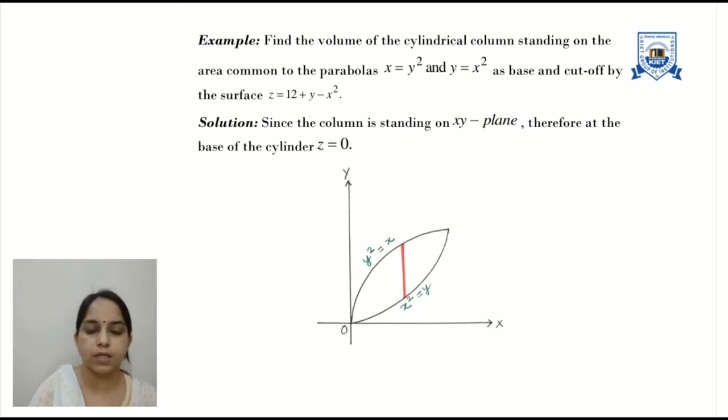Now we discuss the limits of x and y. To find the limits of x and y, we are to plot x equals y square and y equals x square in the xy plane, and we get this leaf type shape since the parabola y square equals x is symmetric about the x axis and x square equals y is symmetric about the y axis. Here I am taking variable limit of y, you can take variable limit for x also.